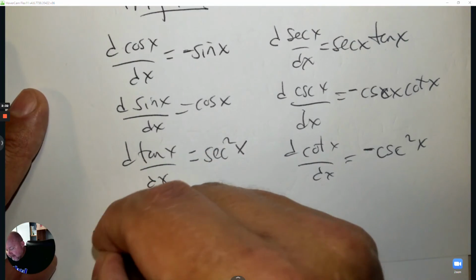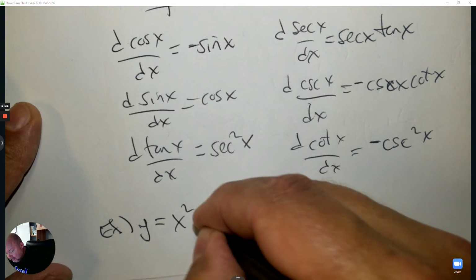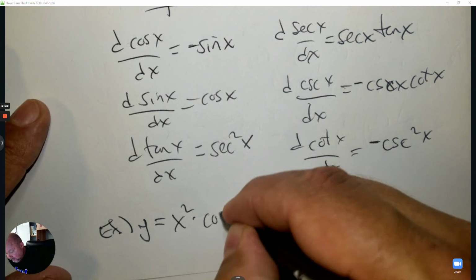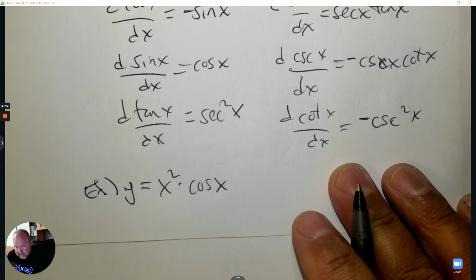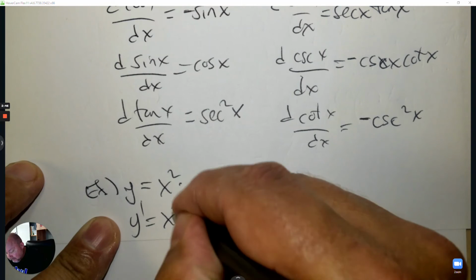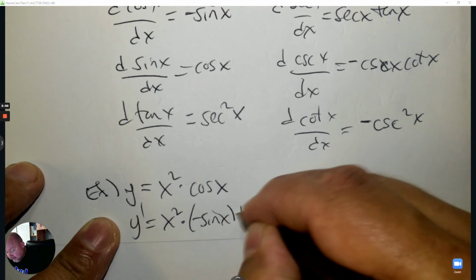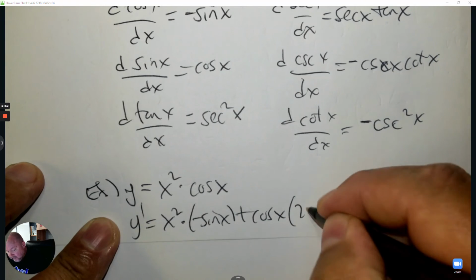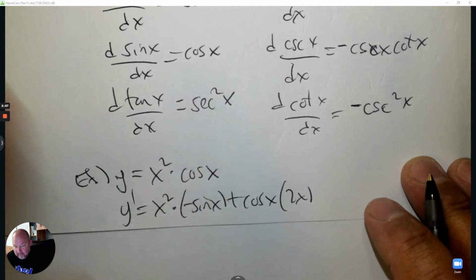So one last example. Let's say I have an example of the product rule with trigonometry. You would go the first times the derivative of the second plus the second times the derivative of the first. So there's the product rule using trigonometry.